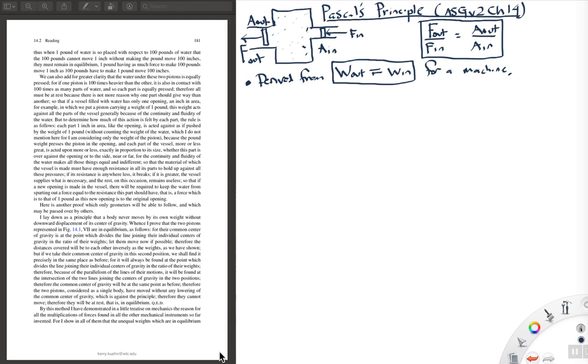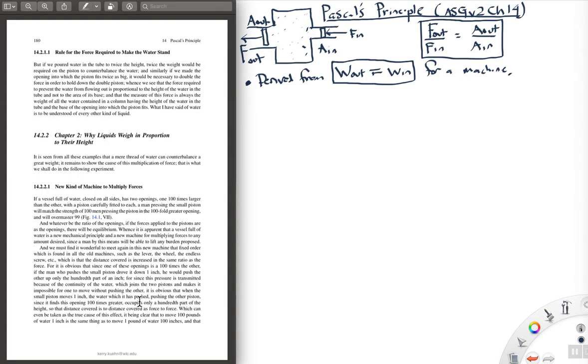I'm talking about Pascal's principle. This is from a student's guide, volume 2, chapter 14. Here, I'm giving you a short reminder of what we talked about in the last lecture. The idea is that a box full of fluid can be treated as a machine that obeys Pascal's principle.